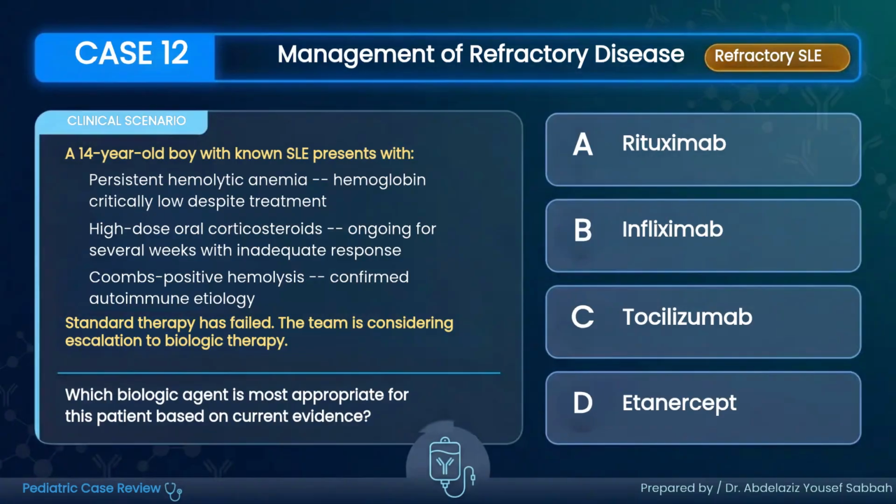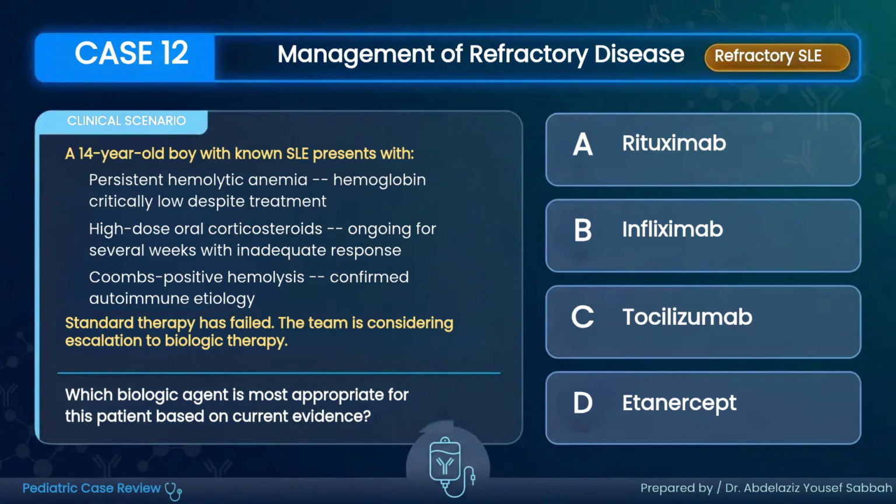Case 12. A 14-year-old boy with known lupus presents with persistent hemolytic anemia, with critically low hemoglobin despite treatment, high-dose oral corticosteroids ongoing for several weeks with inadequate response, and Coombs-positive hemolysis confirming autoimmune etiology. Standard therapy has failed, and the team is considering escalation to biologic therapy. Which biologic agent is most appropriate for this patient based on current evidence?